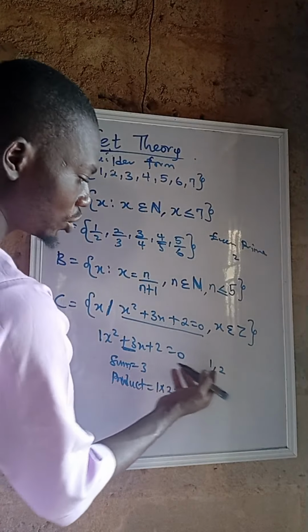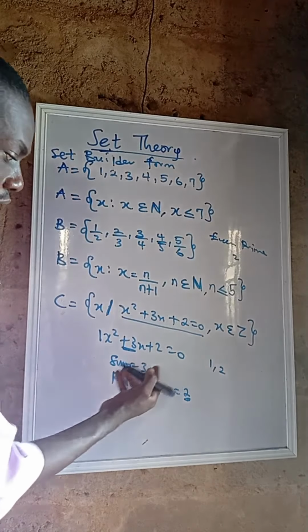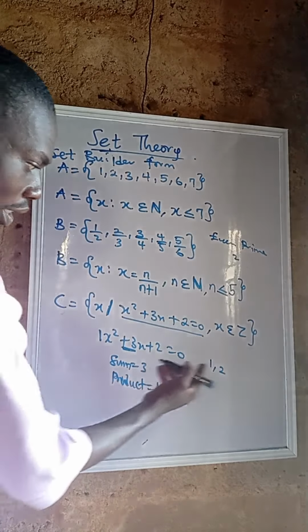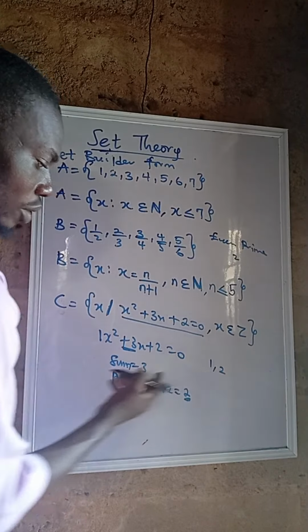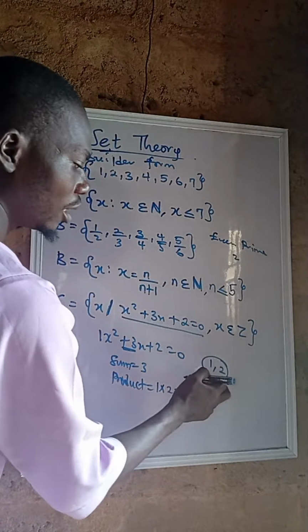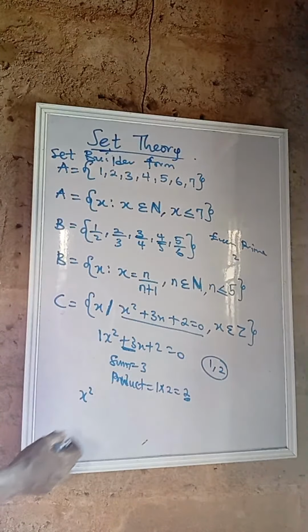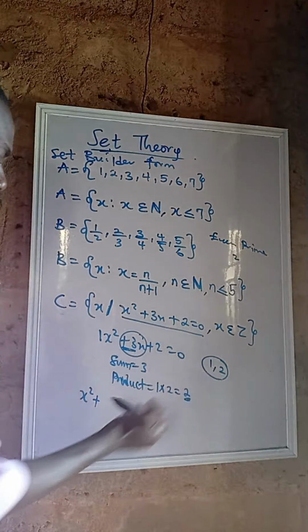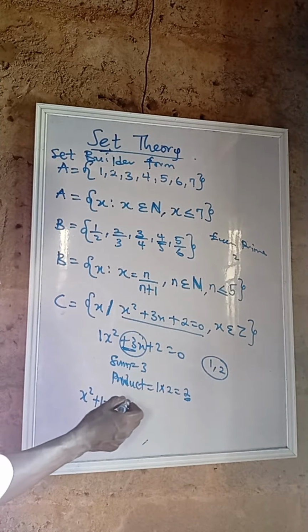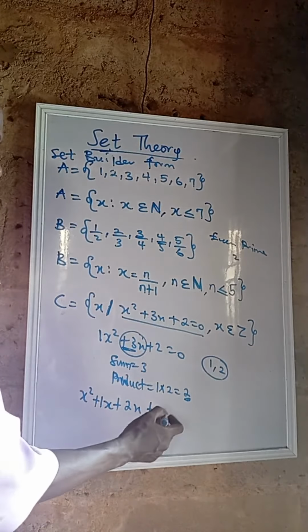Now check if you add these, will you get 3? Yes, I'll get 3 when I add them, and when I multiply them, I have 2. So automatically, to break this one down, I'll use 1 and 2. You say x squared plus, instead of writing 3x, you break it down to be 1x plus 2x. 1x plus 2x gives you 3x, plus 2 equals 0.